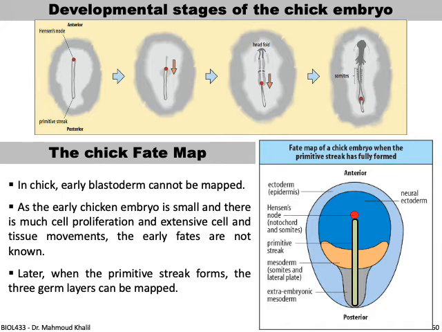So once the primitive streak has formed, you can see that the Hensen node will direct the formation of the notochord and somites. You can see the gray region, which will give the extra-embryonic mesoderm, and the orange region, which will give the somites and lateral plate, while of course the dark blue will give the neural ectoderm and the light blue will give the ectoderm.